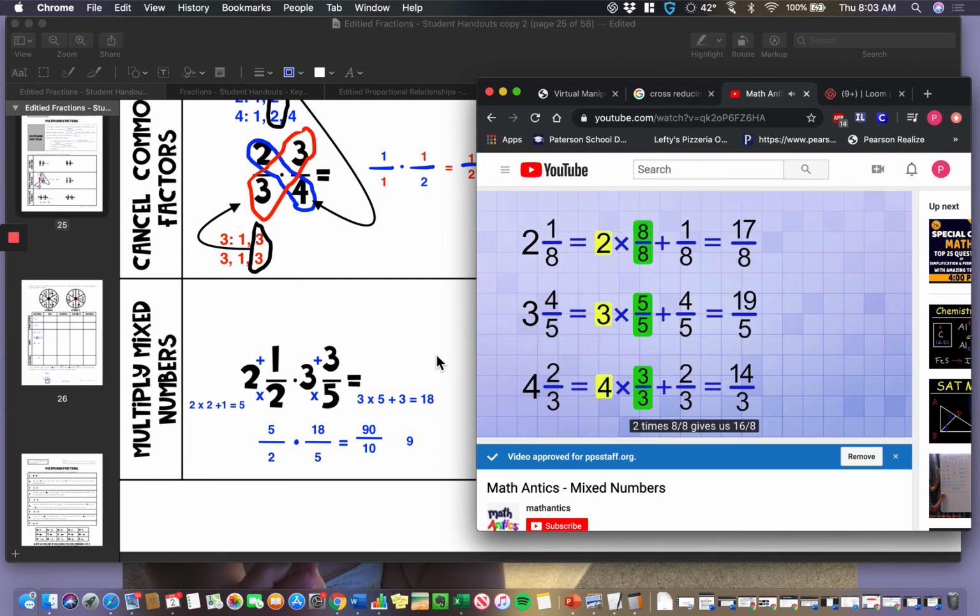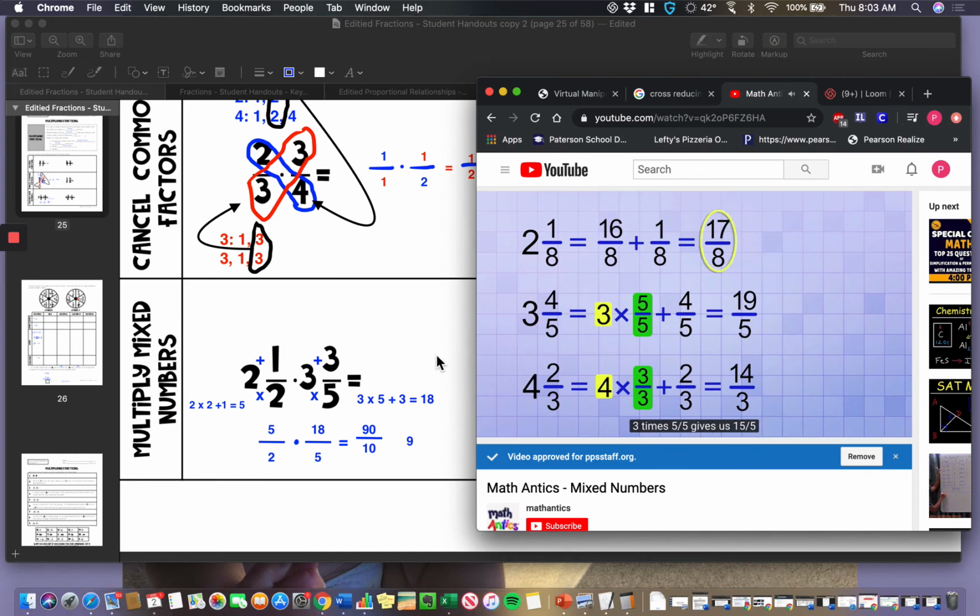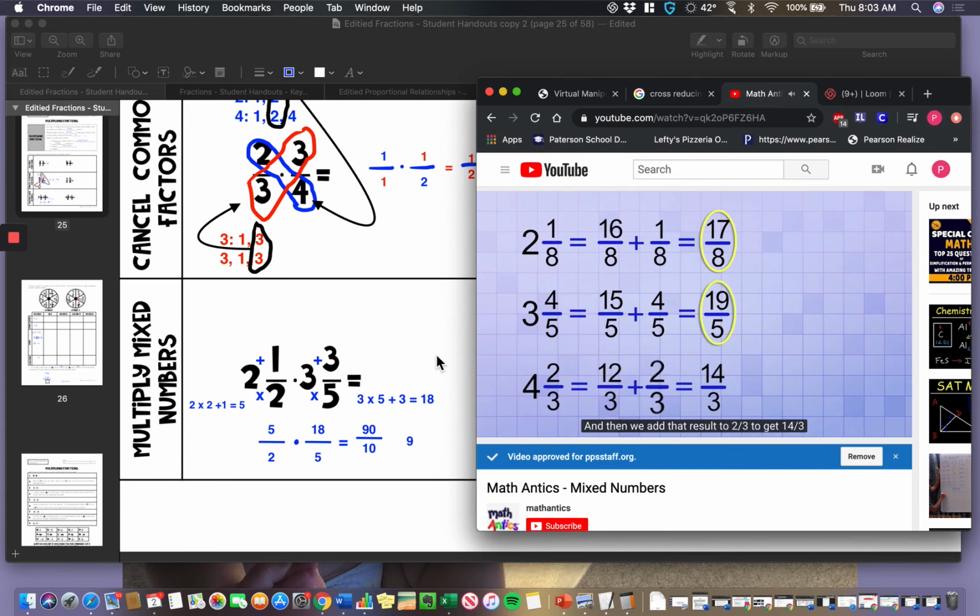2 times 8 over 8 gives us 16 over 8, and then we add that result to 1 over 8 to get 17 over 8. 3 times 5 over 5 gives us 15 over 5, and then we add that result to 4 over 5 to get 19 over 5. 4 times 3 over 3 gives us 12 over 3, and then we add that result to 2 over 3 to get 14 over 3.